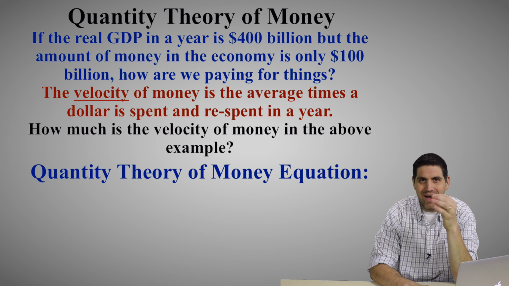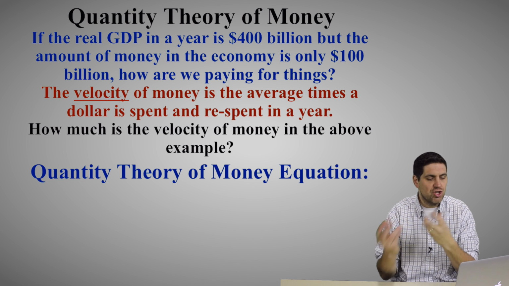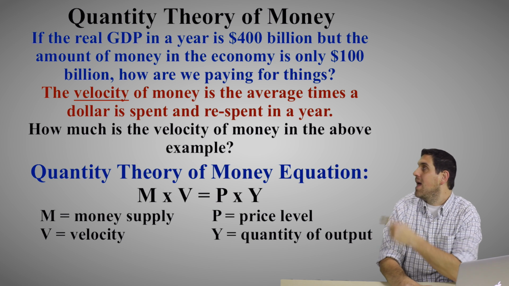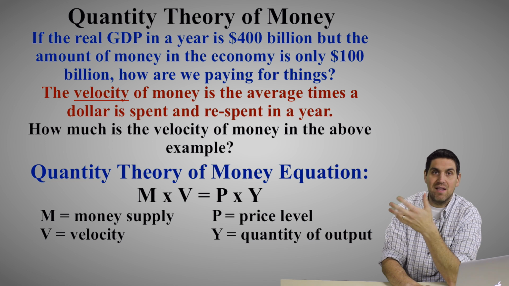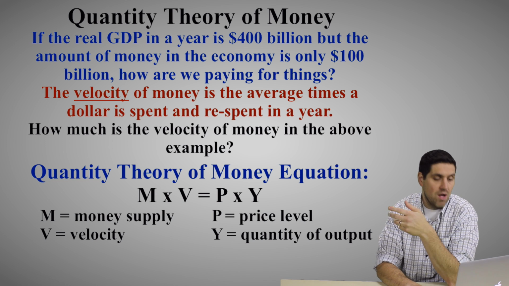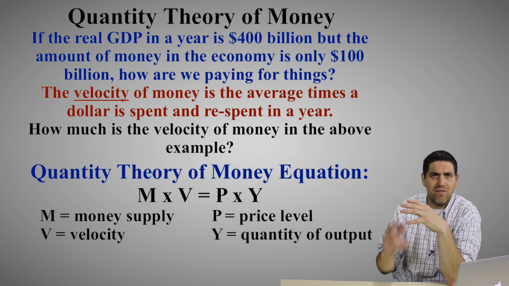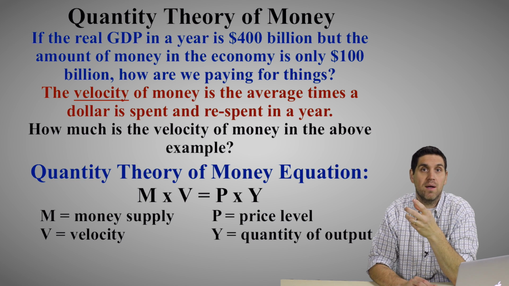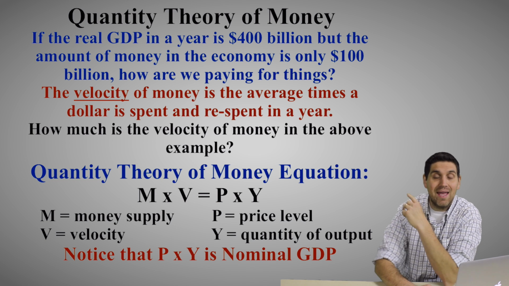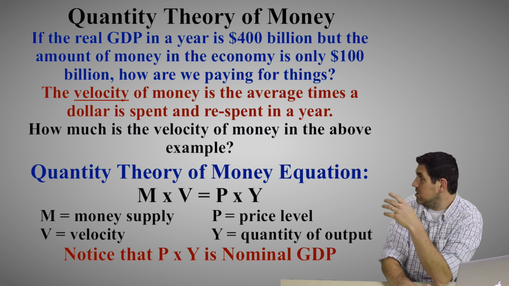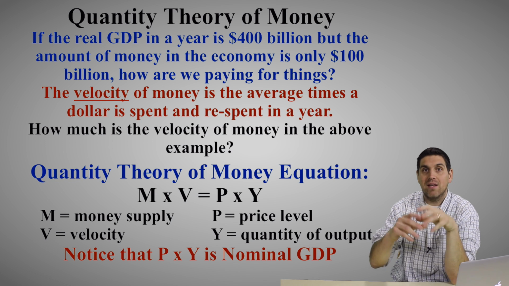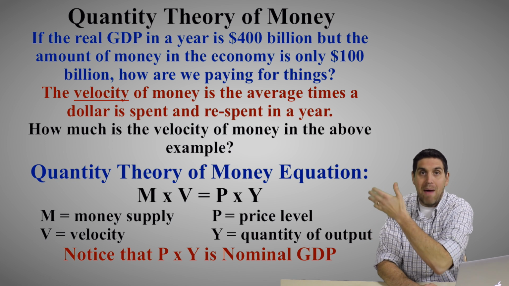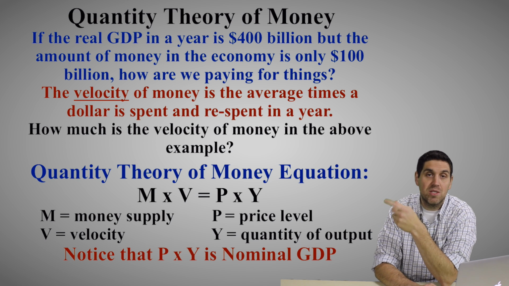It's an equation, it's actually called an identity, that shows the relationship between these 4 different things. It's M times V equals P times Y. M is the amount of money supply that's in the economy, V is the velocity of money, P is the price level, the general level of prices, and Y is the real GDP, the number of stuff we're actually producing. Now I want you to notice, P times Y is the nominal GDP, right? It's the GDP not adjusted for inflation. The current dollar price of all the stuff we're producing. And it equals the amount of money we have times how much that money is actually spent and respent.